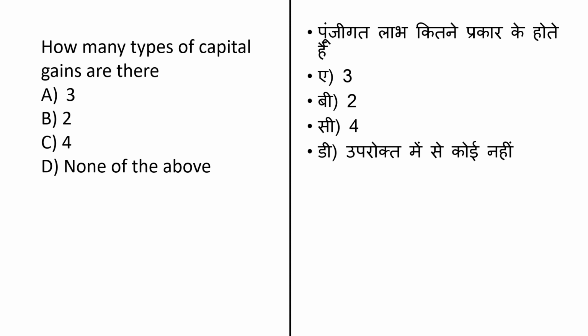And the second one is short-term capital gain. Short-term capital gain is a tax levied on the profit generated from the sale of an asset which is held for the government, defined for a shorter period. That is a short-term capital gain. The options given are 3, 2, 4 and none of the above. The answer here for this question will be option number B, that is 2.